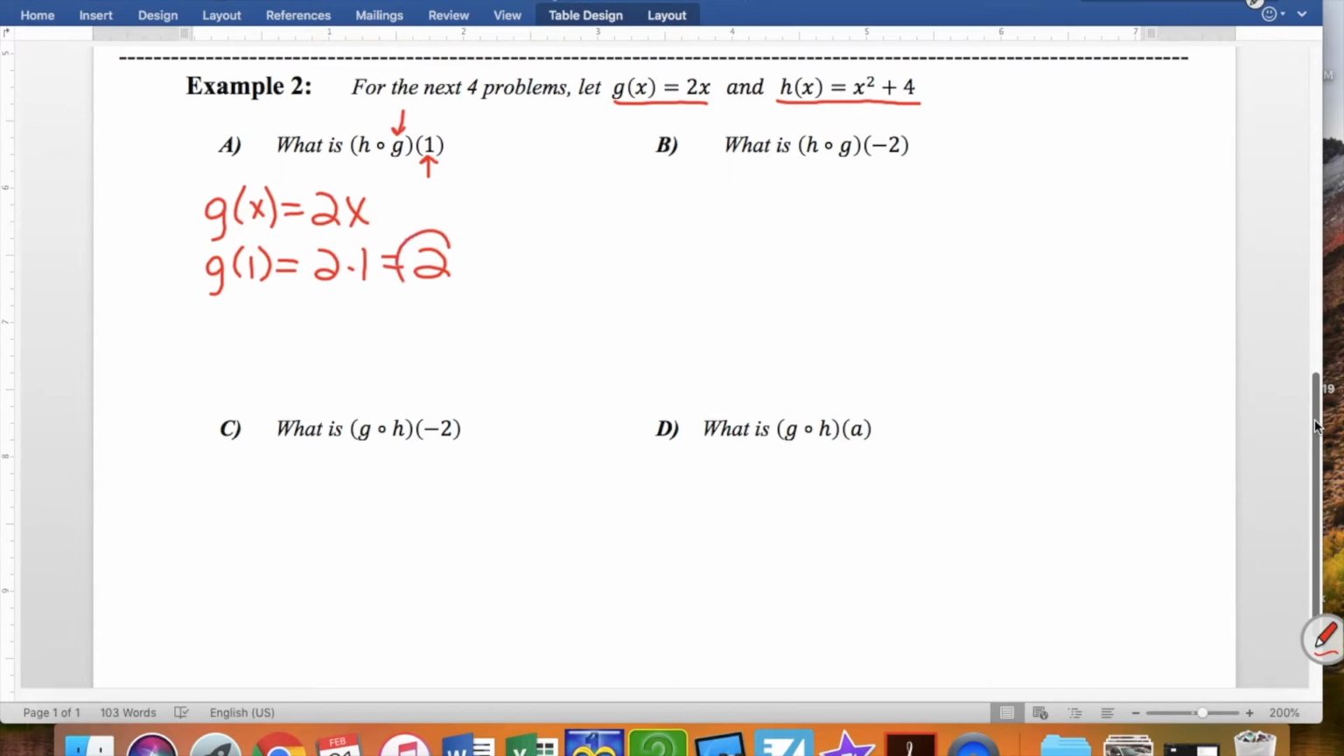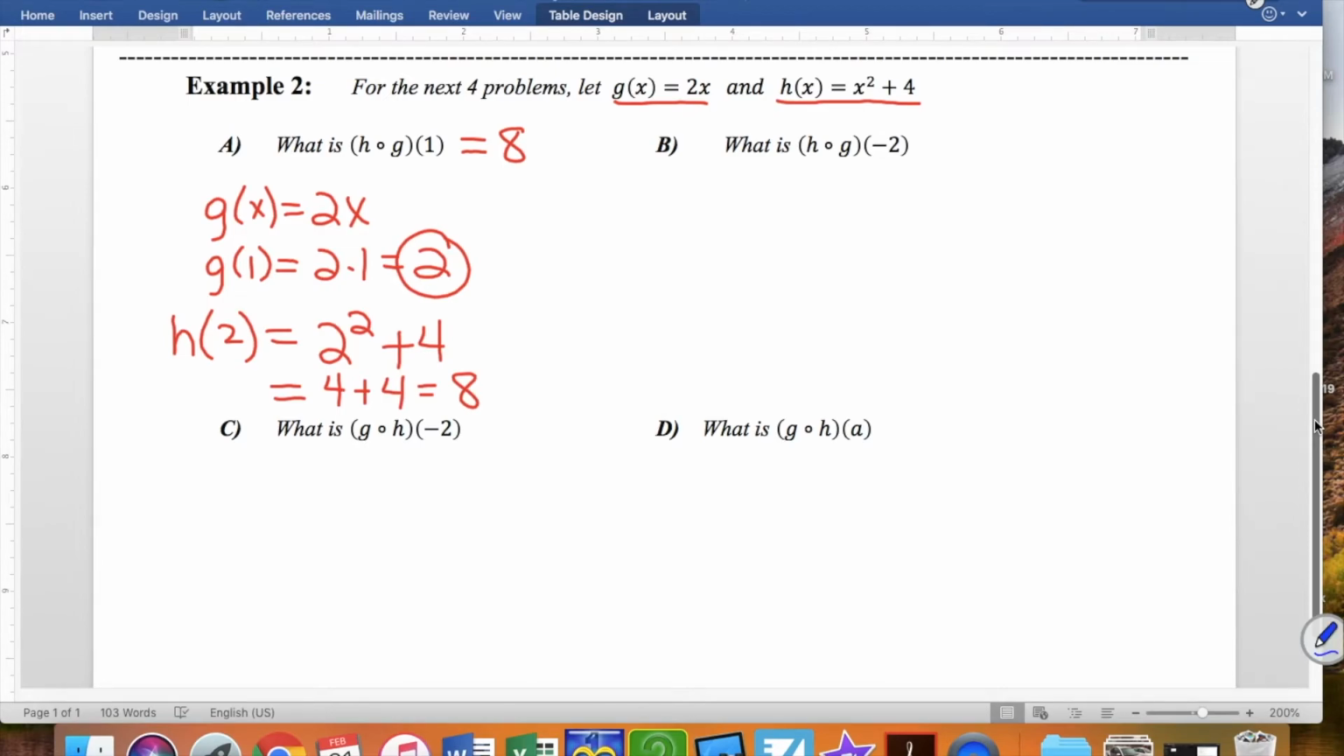So now I'm going to take that input and I'm going to substitute it in right here. Okay, so 2 squared plus 4. 2 squared is 4. 4 plus 4 is 8. So this up here equals 8. I have to evaluate each function separately. Okay, let's do the next one.